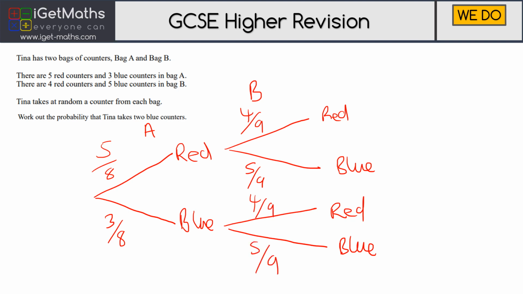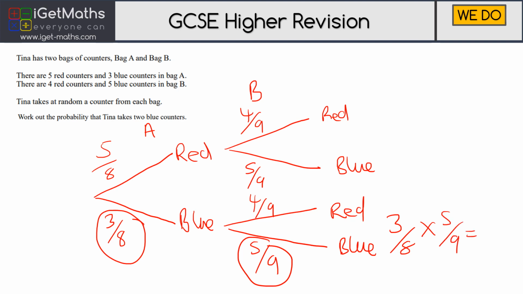You want to work out the probability that Tina takes 2 blue counters. So I'm going to go with option blue and option blue. And remember, to work out the probability, you multiply each branch. So that's going to be 3/8 times 5/9. And 3 times 5 is 15. And 8 times 9 is 72. And that is your probability. And you don't have to worry about simplifying it. You can just leave it like that.